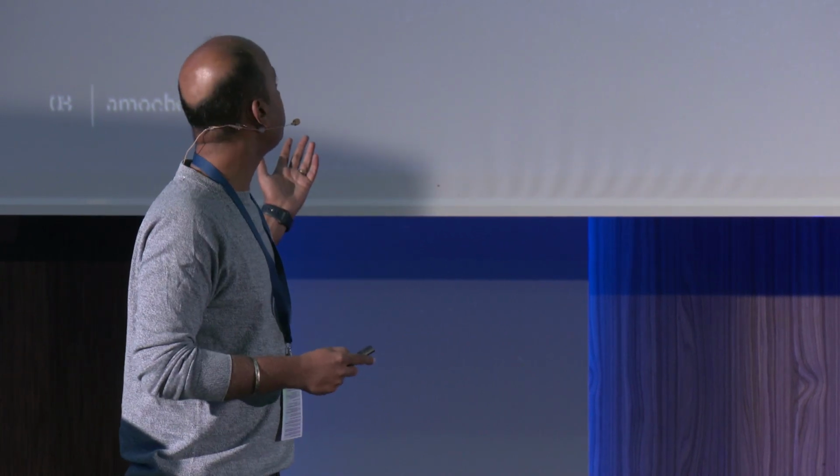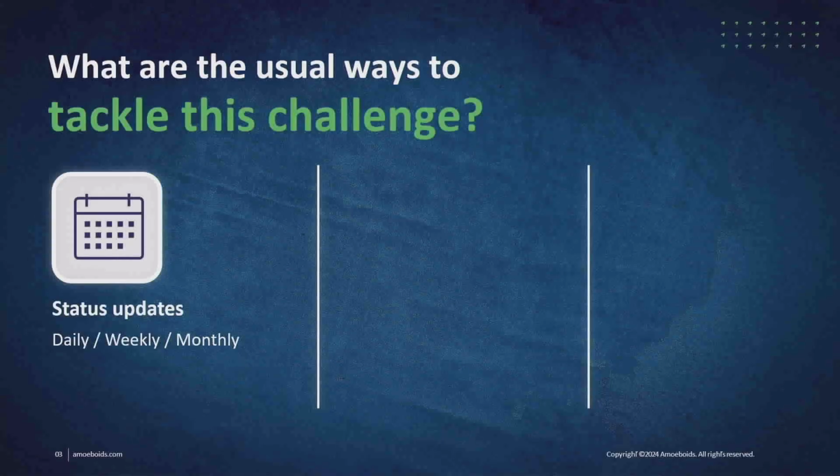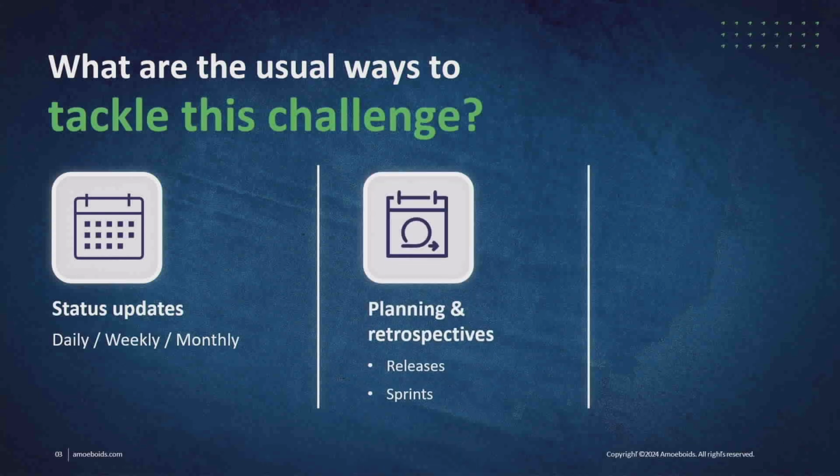And we have already solved this problem, right? How do we solve it? We have status updates. Just in the last presentation, I saw one bullet point that mentioned daily and weekly reviews, right? So we have solved it through periodic status updates. Depending on the type of project that you're working in, the frequency might change, but the status updates are there.